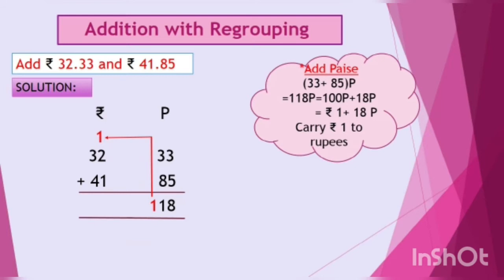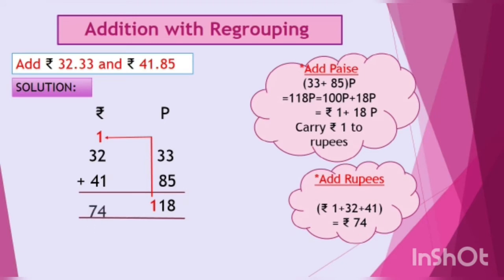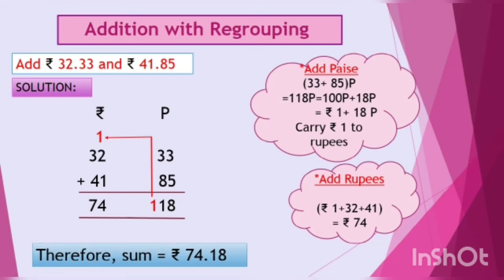Now add rupee 1 plus rupees 32 plus rupees 41. We get rupees 74. Therefore, sum is equal to rupees 74 and 18 paise.